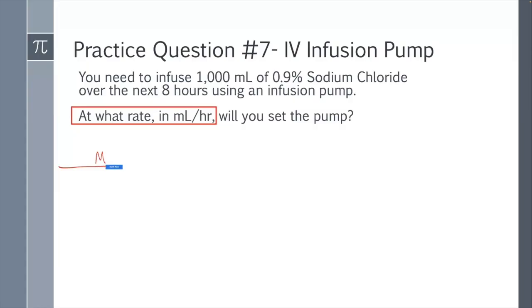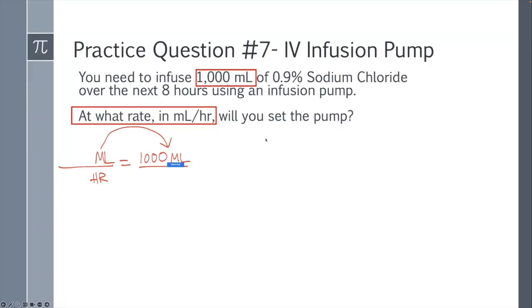I have the milliliters on top, hours on the bottom in my denominator, and my equal sign, and it's just the milliliters that we set up with. Okay, so now I'm going to be looking for milliliters. And thankfully, my doc gave me an order for 1,000 milliliters. That's what we're going to administer.